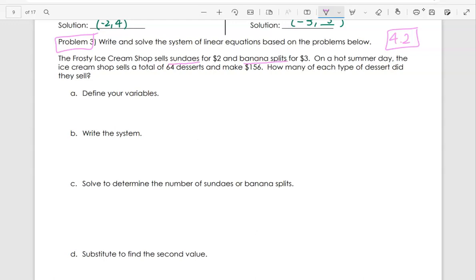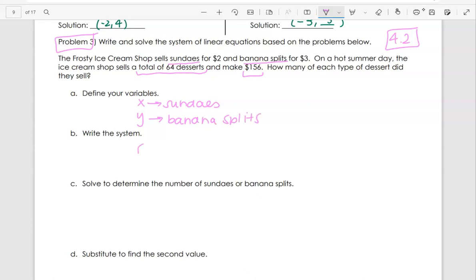Then it says, on a hot summer day, the ice cream shop sells a total, that's probably important, of 64 desserts, and then makes a total of $156. That's important. How many of each type of dessert did they sell is the question. So our variables, obviously we're going to have something that's x, and something that's y. Our x is going to be our sundaes. That's the first thing they're talking about. The second thing they're talking about is banana splits.